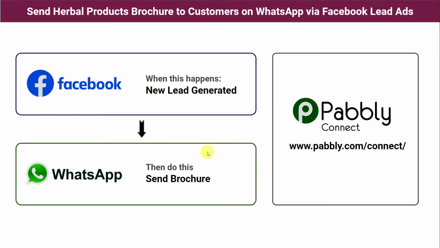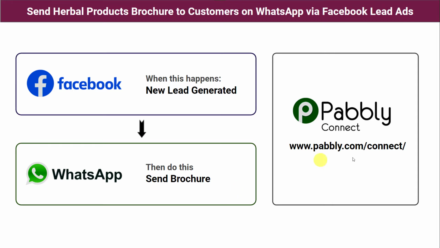The second option is you can create an automation so that whenever a new lead is generated in Facebook lead ads, automatically a brochure will be sent on the WhatsApp number of the potential customers. But here there is one problem, that there is no direct connection between Facebook and WhatsApp. So how to do this?